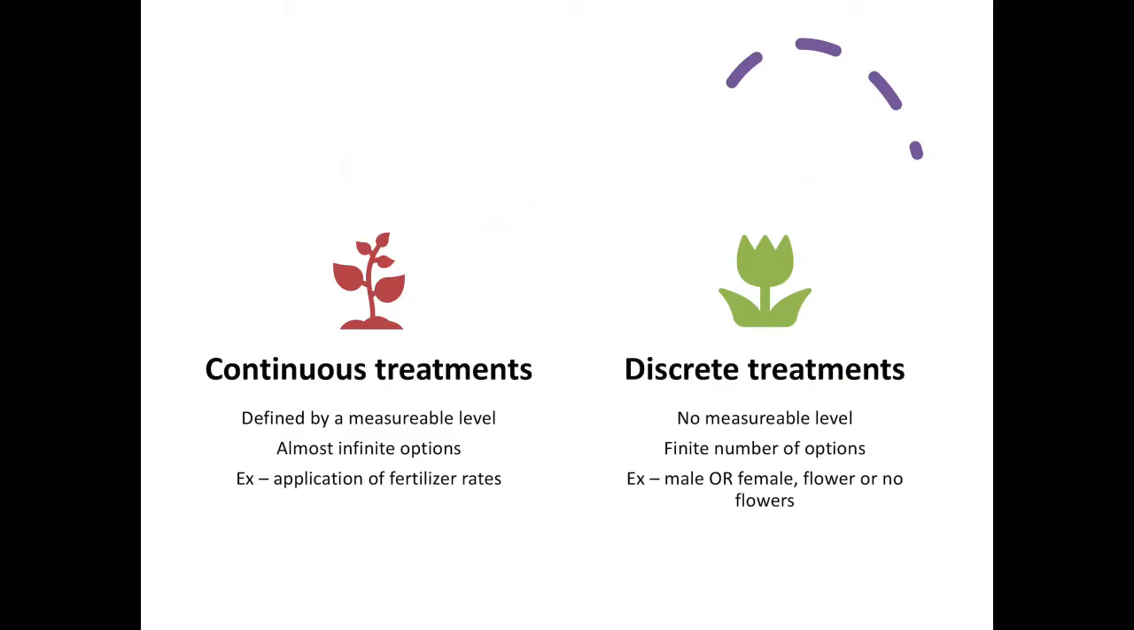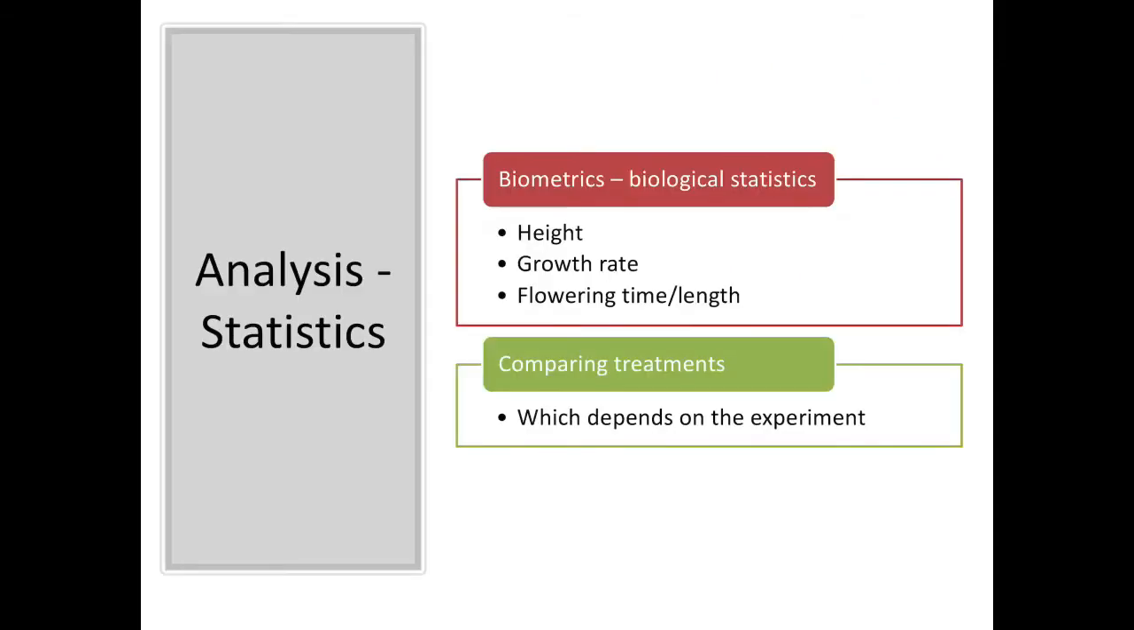For things that are discrete, there's no real measurable level, and there's a finite number of options. The plant is either male or female. The plant either flowers or it doesn't. The plant either gets this disease or it doesn't get the disease. So what you're looking at is kind of an either-or or an infinite number of things. The infinite number of things is a little more challenging, obviously, but the discrete treatments don't give a whole lot of information sometimes.